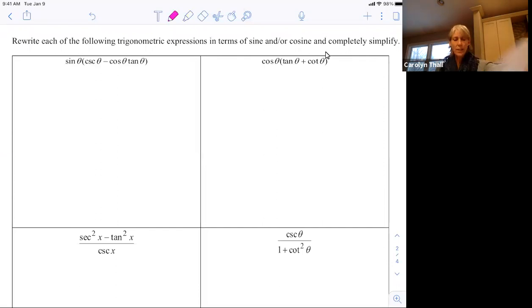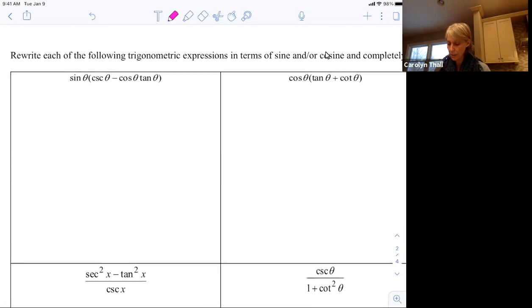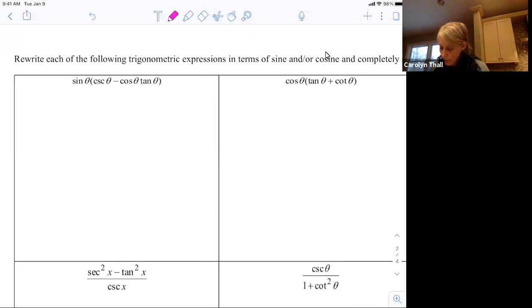Rewrite each of the following trig expressions in sine and/or cosine, and completely simplify. Okay, so now here's where we're going to get into treating our trig functions like algebraic functions and doing algebra to simplify them. Cosecant is 1 over sine, minus, I have cosine times sine over cosine. And I'm just going to work on cleaning this up. My cosines are going to cancel. 1 over sine minus sine.